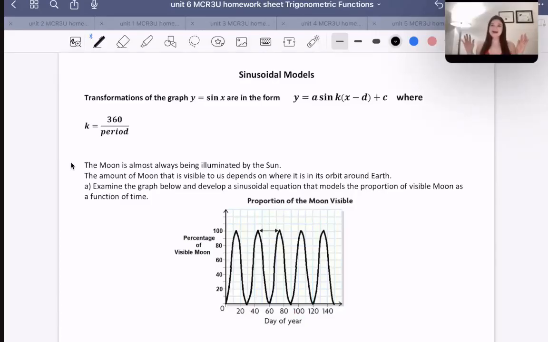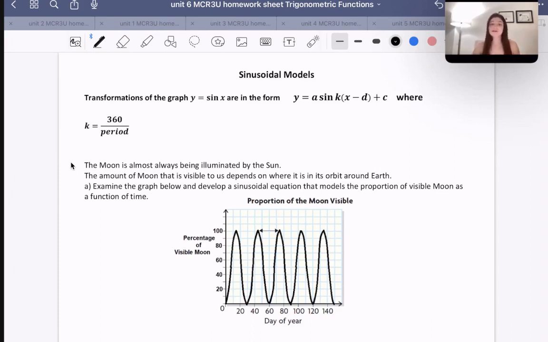Hello, everyone. Welcome back. Today, we are going to talk about sinusoidal models. Now, this is the very last lesson in our Unit 6 and also in our course, so that's very exciting. Congrats on making it this far. Today, we are going to be talking about sinusoidal models.